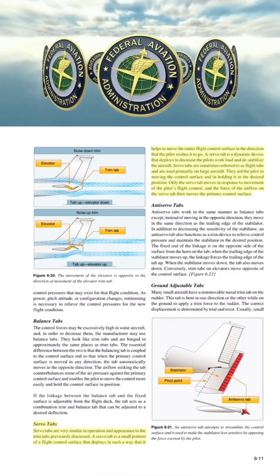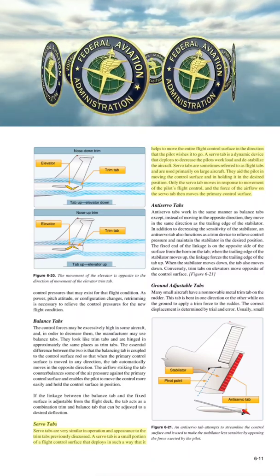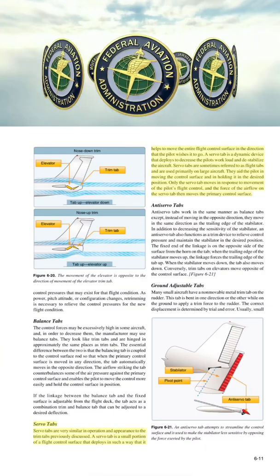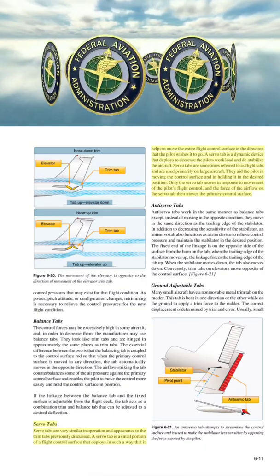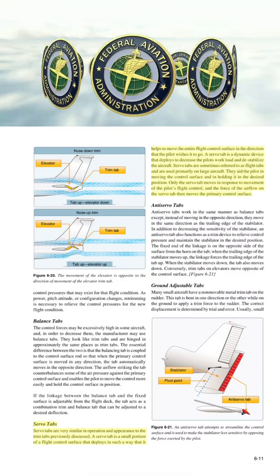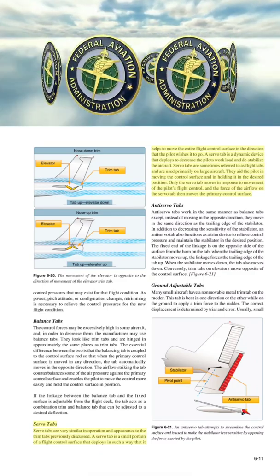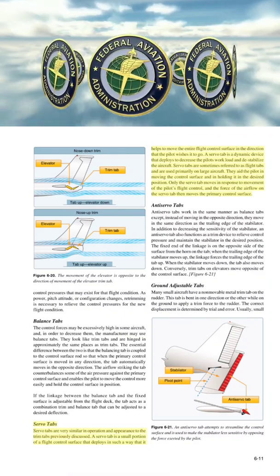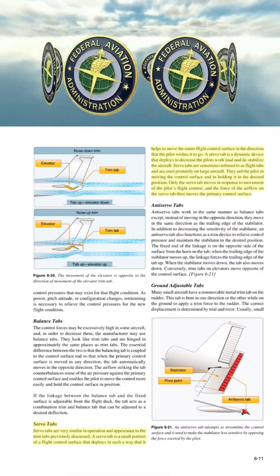A servo tab is a small portion of a flight control surface that deploys in such a way that it helps to move the entire flight control surface in the direction that the pilot wishes it to go. A servo tab is a dynamic device that deploys to decrease the pilot's workload and destabilize the aircraft. Servo tabs are sometimes referred to as flight tabs and are used primarily on large aircraft. They aid the pilot in moving the control surface and in holding it in the desired position.